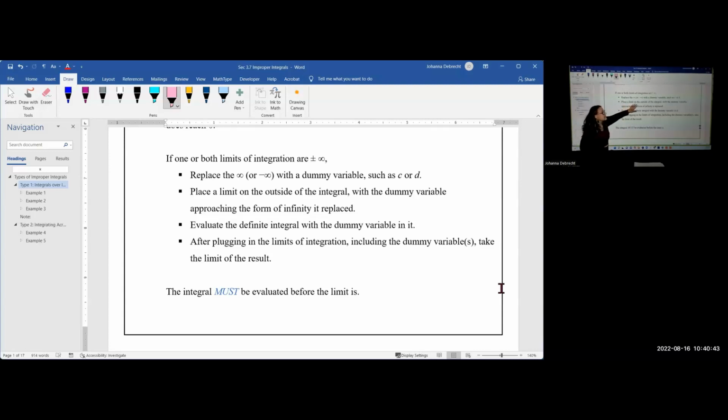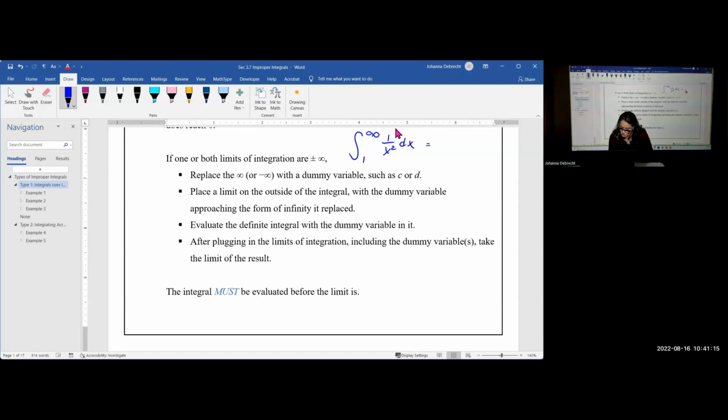We're going to place a limit, back to calculus 1, a limit on the outside of the integral with the dummy variable, the one that we just replaced infinity or negative infinity with, approaching that form of infinity. So let's say that we're taking a look again at this integral that I had just a minute ago. And we need to go back to blue. The integral from 1 to infinity of 1 over x squared dx.